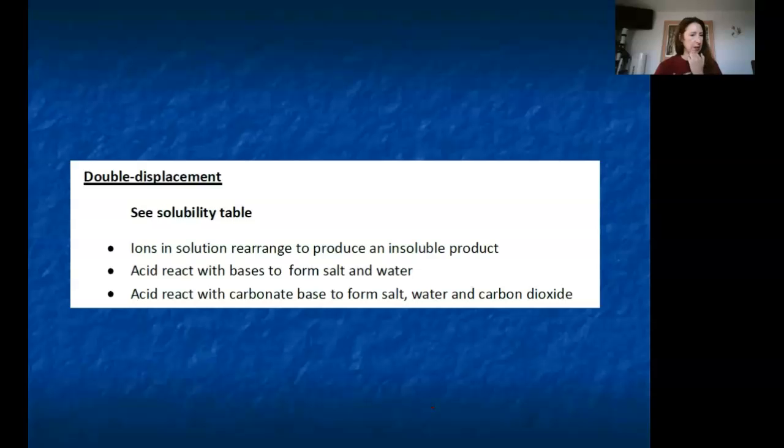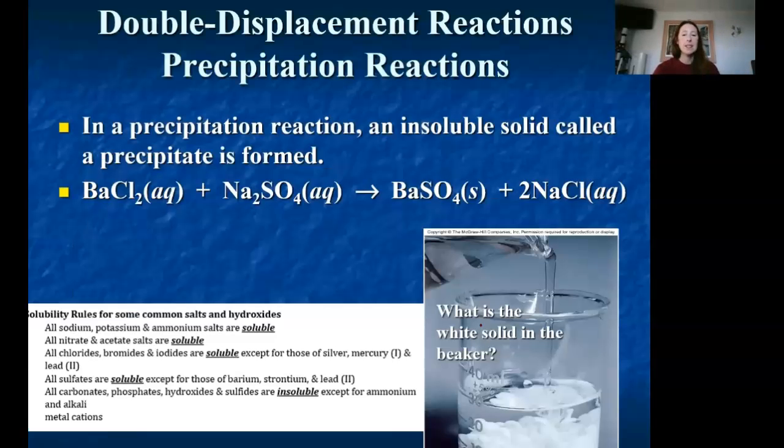I think there's actually a missing one. I'm missing the metal oxide one. Metal oxide plus acid makes salt and water. That's on yours, but not on this one. I just obviously cut off the bottom of it. Okay, so now let's first talk about precipitation reactions.